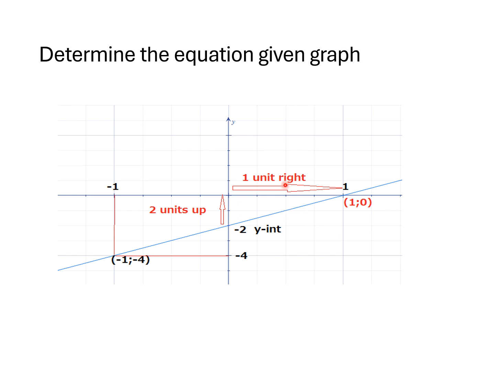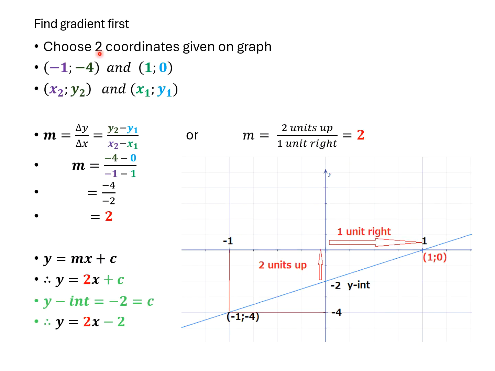Always y divided by x. Don't do what I've done now. It's always y and then x, not x over y. So we choose 2 coordinates given on the graph. We have -1, -4, and I have 1 and 0. If you want to, you could even work with 0 and -2.